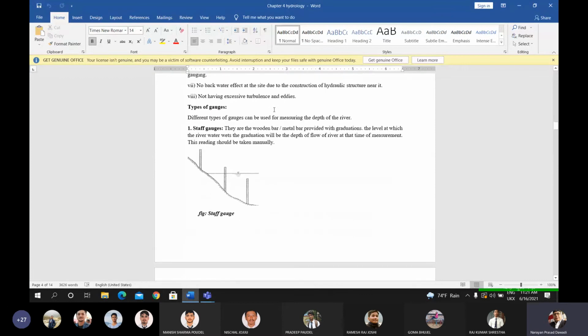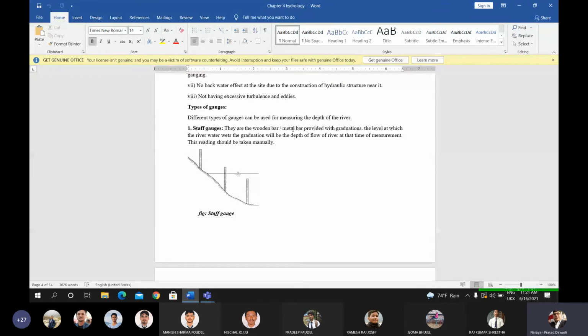Now, types of gauges, and now we are going to study about the types of gauges. What are gauges? Gauges are the devices, members, or things that are used to measure the depth of the flow. These are all gauges. Different types of gauges can be used for measuring the depth of the flow of the river.